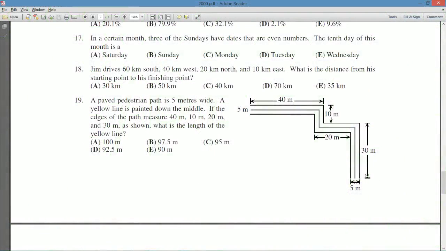So Jim's in his car and he drives 60 kilometers south, 40 kilometers west, 20 kilometers north, and then 10 kilometers east. What is the distance from his starting point to his finishing point?